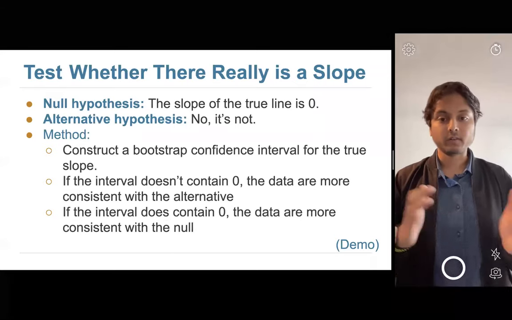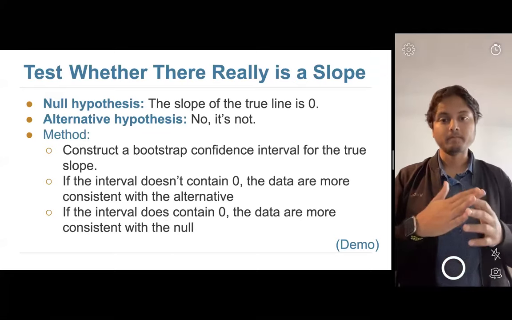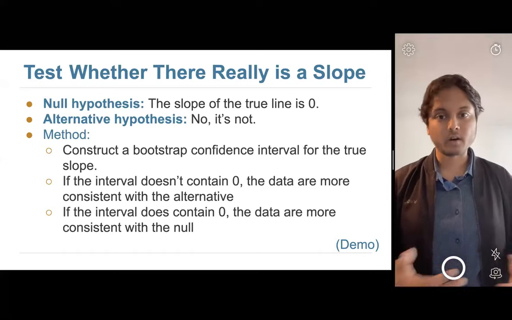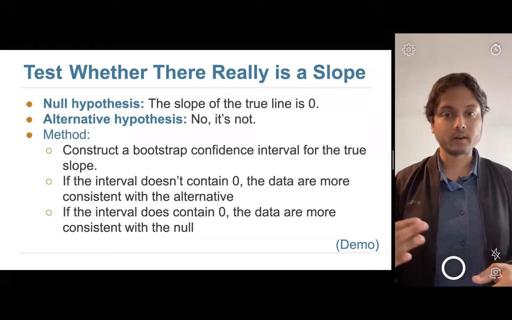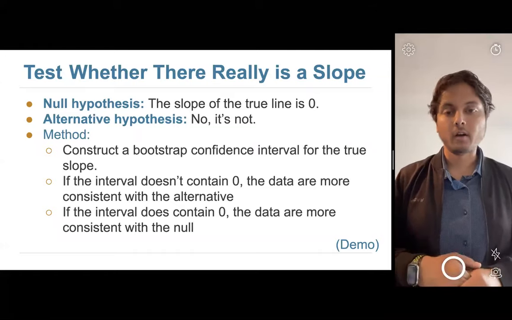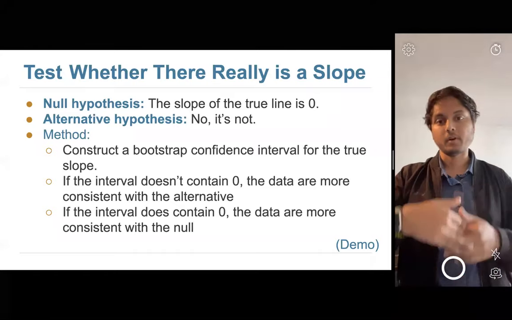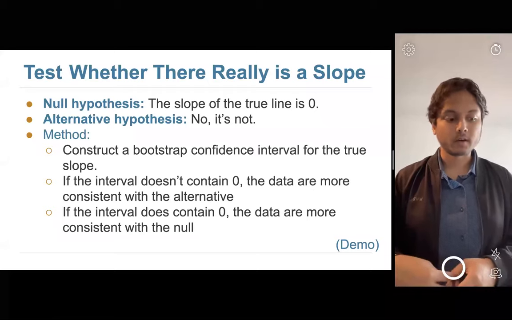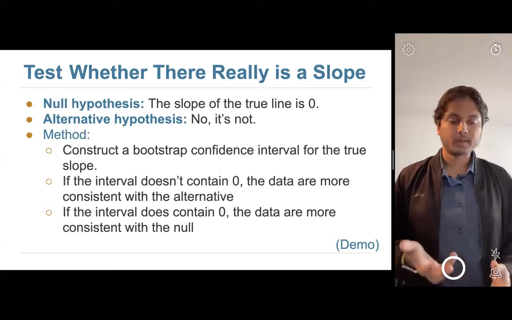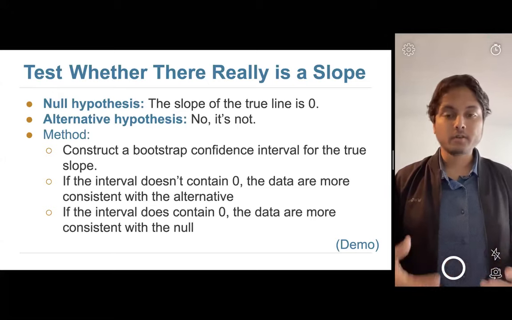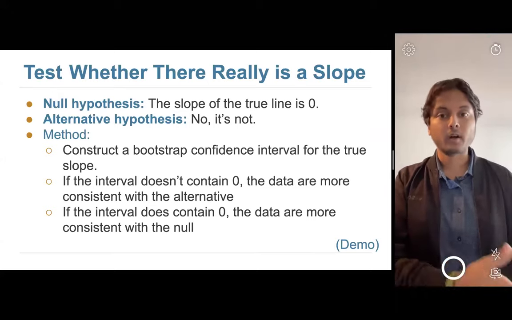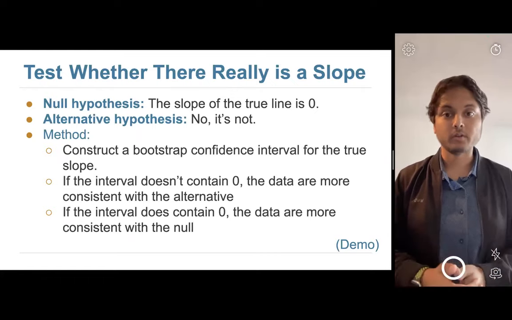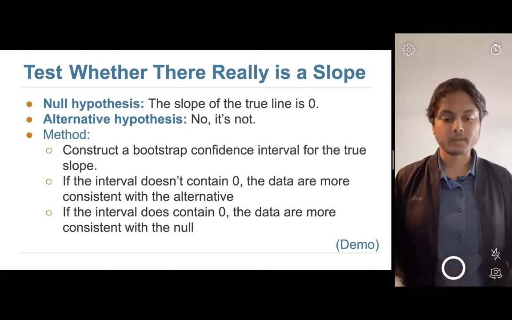Whereas if the interval does contain 0, that means the data is more consistent with the null. It's probably just by chance that we saw our particular sample, where we happened to see a slope of positive whatever. In our resampling, sometimes we got negative, sometimes we got whatever. So basically it's just noise and it's random. But that's the basic idea here: you can now use this concept of bootstrapping your scatter plot to actually test whether there is any kind of relationship between your two variables. And this is how you would do that.